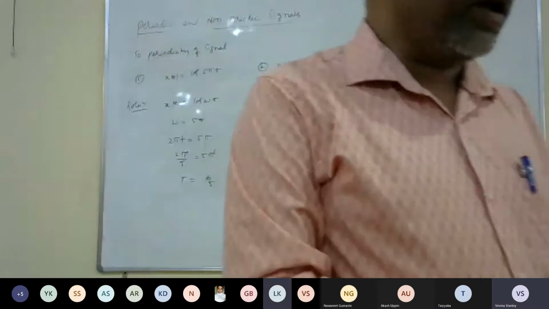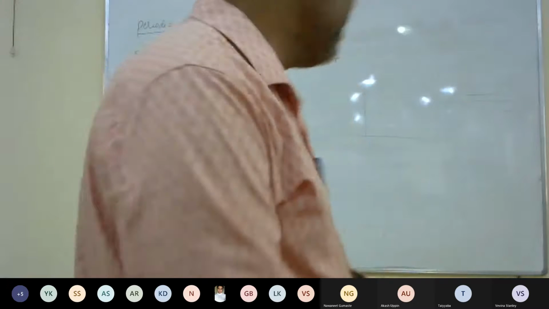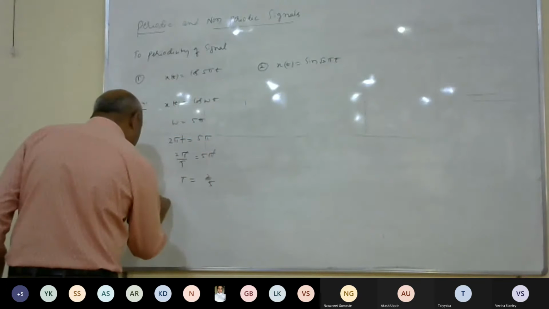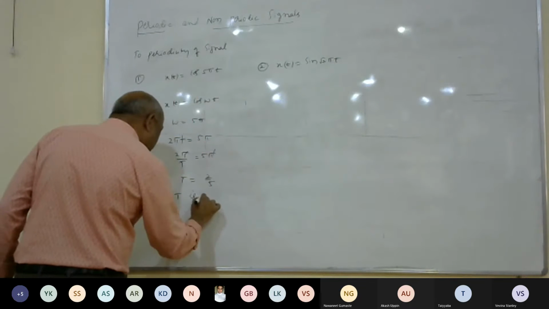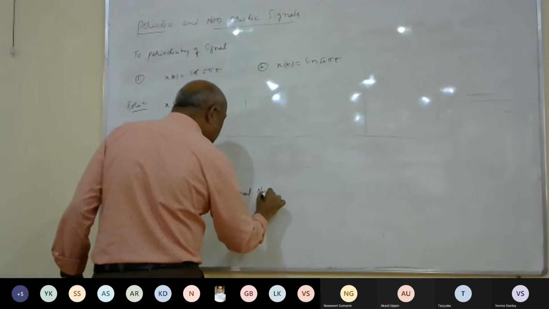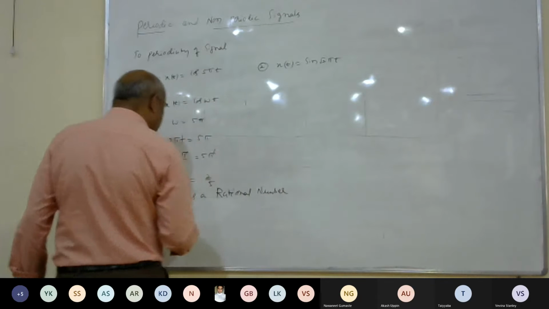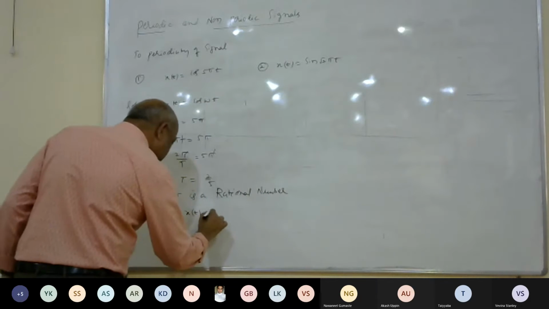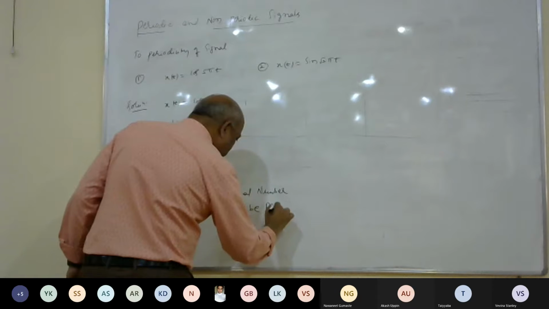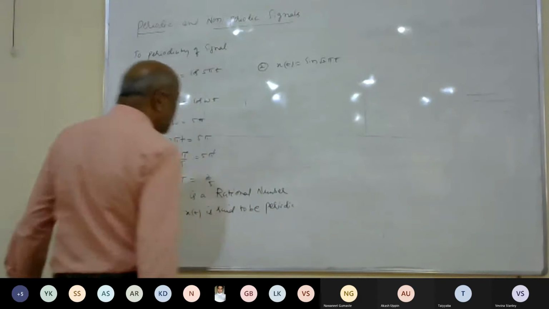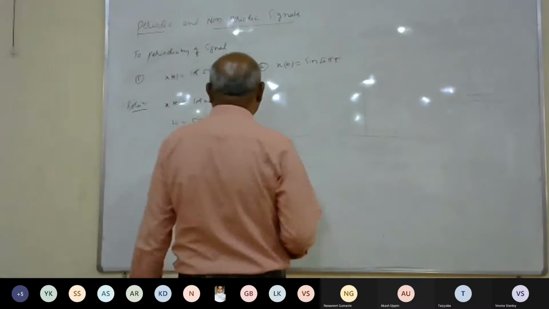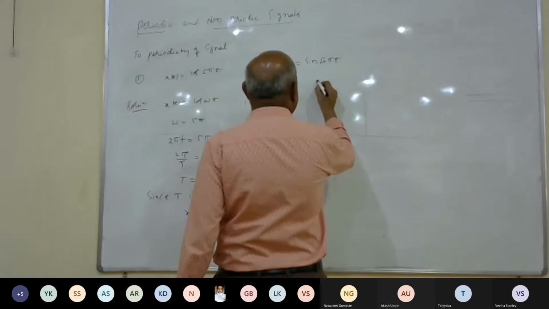Rational, sir. It's a rational number. Hence, the signal is said to be periodic, since the fundamental period T is a rational number. That is, x of t is said to be periodic. We can take a second case. In the second example, what is omega here?